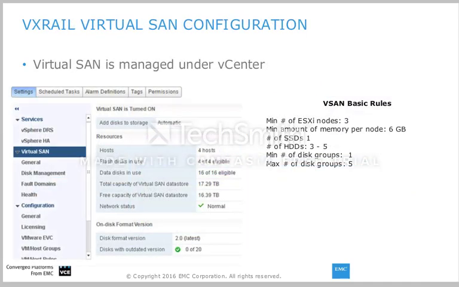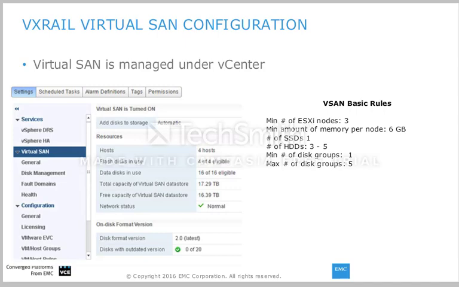The vSAN cluster configuration by default is configured to automatic. This means that all empty local disks on each ESXi node will be used to create the shared data store. This shows all the resources used in the vSAN for the cluster.